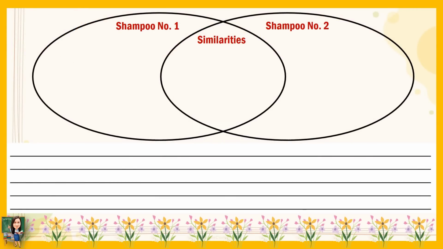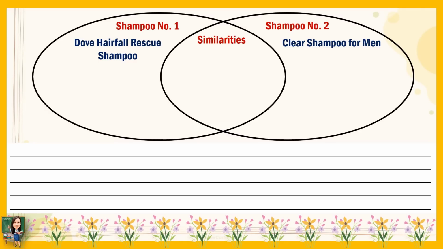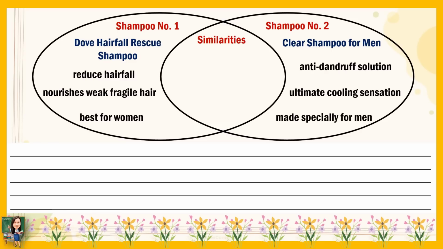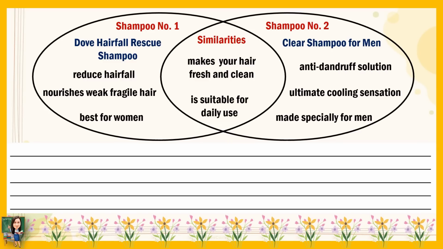For example, shampoo number 1 is Dove Hair Fall Rescue Shampoo. Shampoo number 2 is Clear Shampoo for Men. The differences are: Dove Hair Fall Rescue Shampoo reduces hair fall, nourishes weak, fragile hair, and is best for women. While shampoo number 2, Clear Shampoo for Men, is an anti-dandruff solution with an ultimate cooling sensation, made specially for men. Their similarities are that they make your hair fresh and clean and are suitable for daily use.